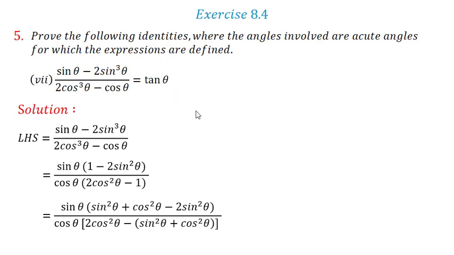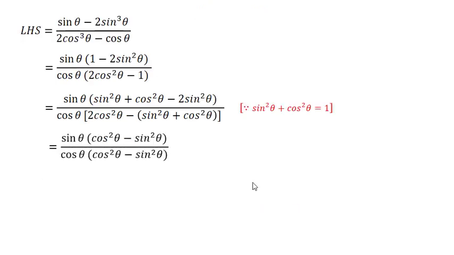So it means that the remaining terms in the brackets, that is 1 minus 2 sin square theta and 2 cos square theta minus 1, should cancel. So let us see how we cancel. I write this one as sin square theta plus cos square theta, and this one also I will change into sin square theta plus cos square theta. Now simplify. After simplification, you will get the numerator as sin theta into (cos square theta minus sin square theta), and the denominator as sin theta into (cos square theta minus sin square theta). So this term you can cancel, and finally you will get tan theta. This is your right hand side.